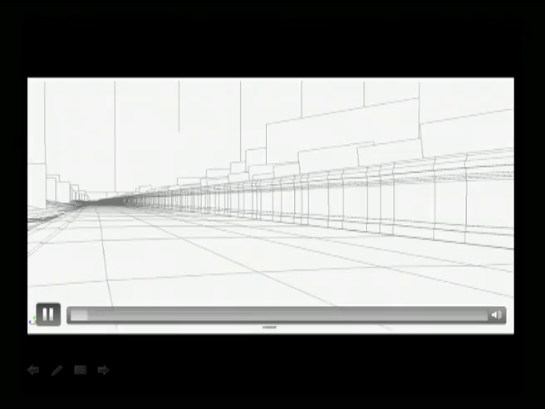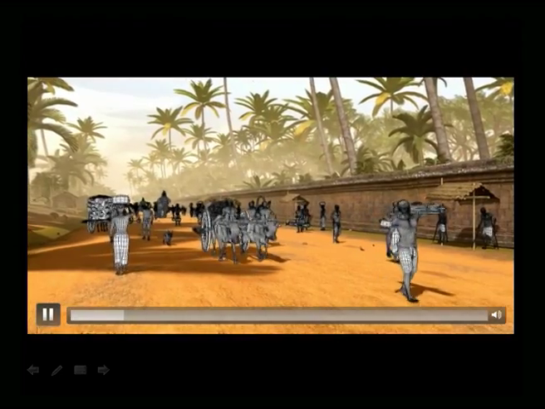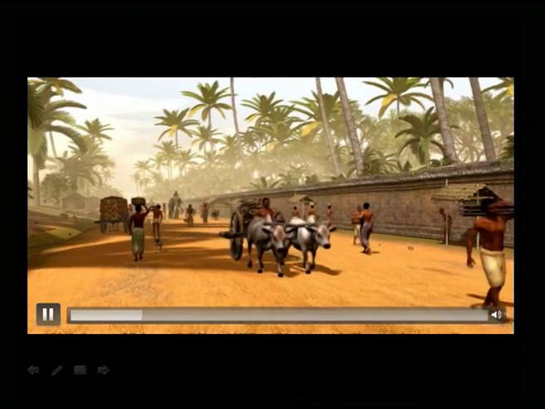Could I get the animation to play, please? Okay, so just looking at how we construct this very quickly, we're really looking at landscapes and then trees and then moving figures and animals. And all these things blend together very quickly.